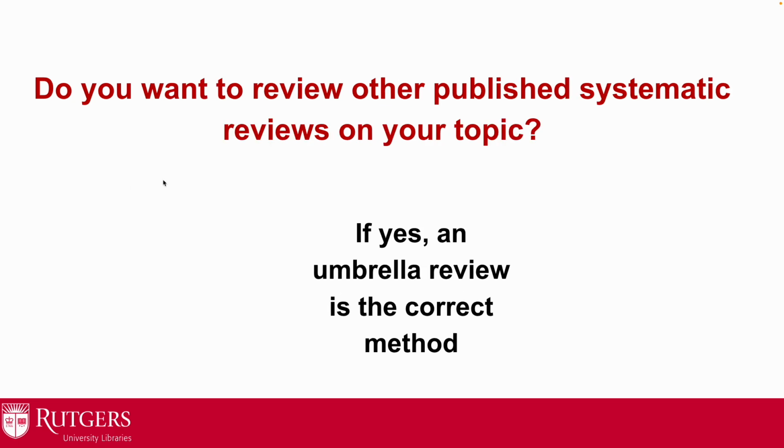You might want to review other published systematic or scoping reviews. Let's say that there are a bunch of systematic or scoping reviews out there on your topic, and you really want to know what all of them found. We call this an umbrella review, and that might be the correct method if you're interested in summarizing the results of different systematic or scoping reviews.